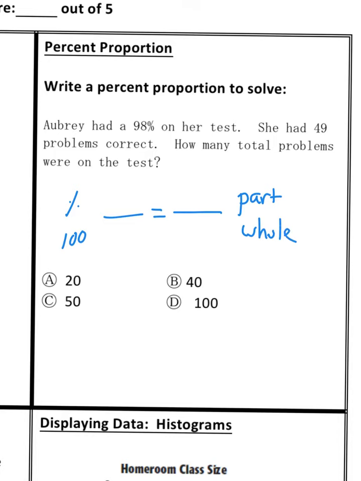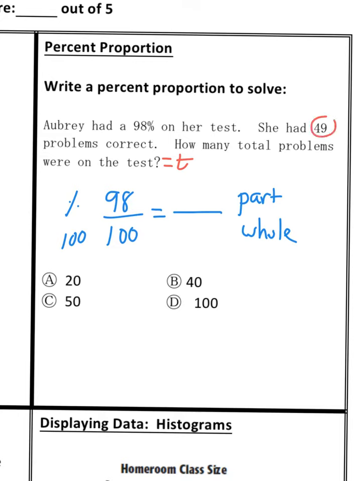So first thing I see is 98%. So I'm going to write 98 over 100. Now part over whole, I have to read the problem to figure out what's the part, what's the whole. When I read the problem, it says Aubrey had a 98% on her test. She had 49 problems correct. How many total problems were on the test? Since we have to find the total problems on the test, I'm going to label that T. We don't know how many total problems, but we do know she had 49 problems correct.